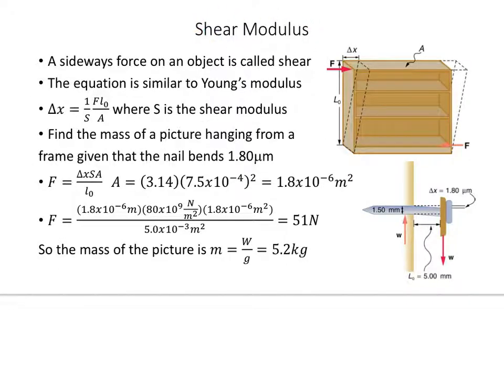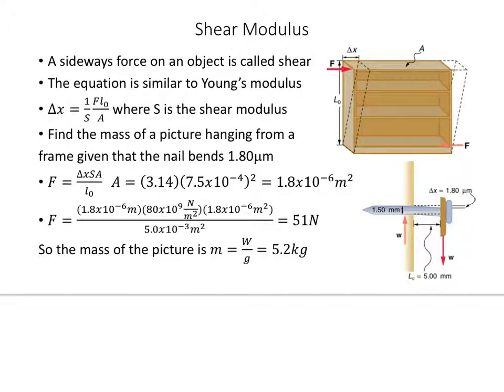Shear modulus. A sideways force on an object is called shear, and we have an equation that relates that, very similar to the one that we have for Young's modulus. We have it right here. This diagram over here of a bookcase illustrates the meaning of these variables. So delta x would be the amount of shear.